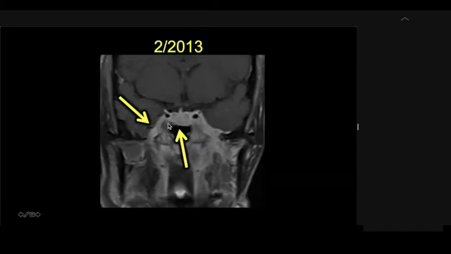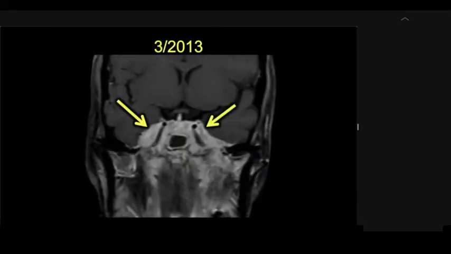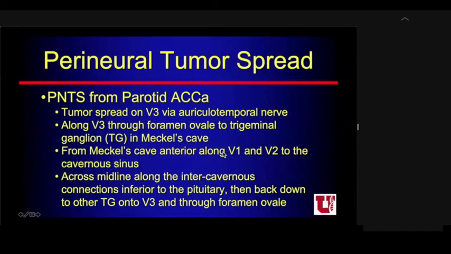Now with impressive enhancement of the bilateral cavernous sinuses, we now see enhancement extending through the right foramen ovale. And again, further increased enhancement with marked abnormal enhancement of the bilateral cavernous sinuses along the sella and through the bilateral foramen ovale. So this is an impressive case of perineural tumor spread.